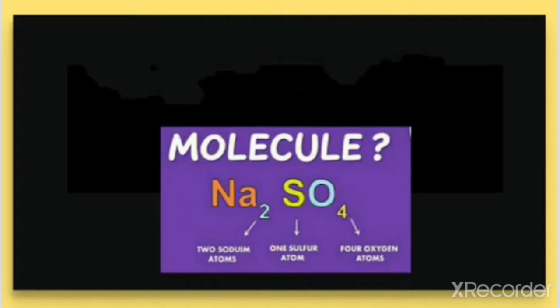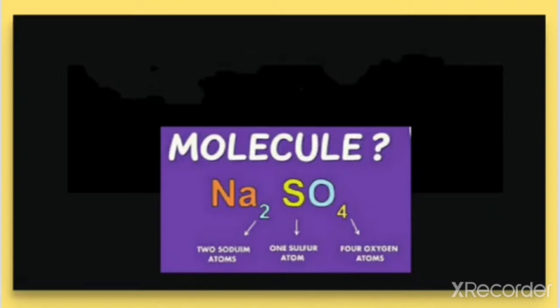In this example, as shown, there are two sodium atoms, one sulfur atom, and four oxygen atoms. So these combine to form a molecule. One question arises here: why in this molecule are two sodium atoms combining? Why only one sulfur atom? Why are there four oxygen atoms in this molecule?